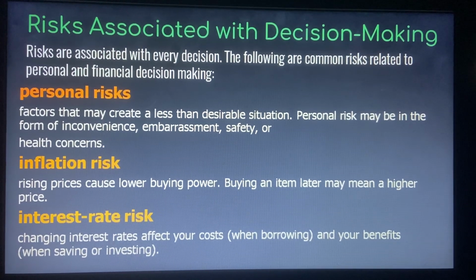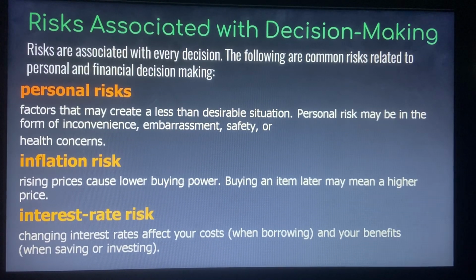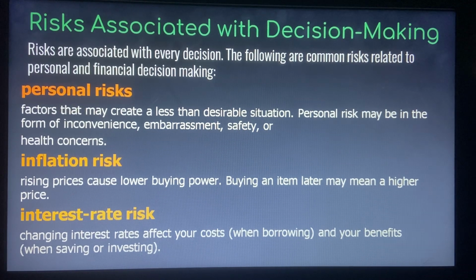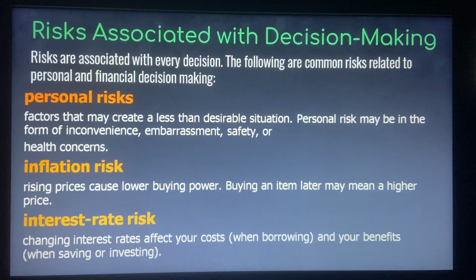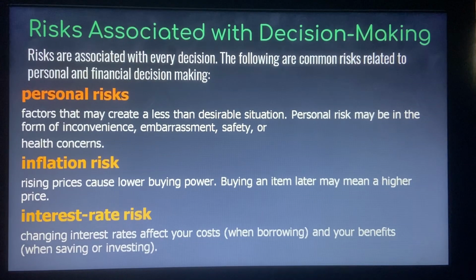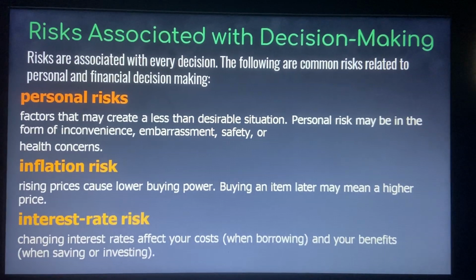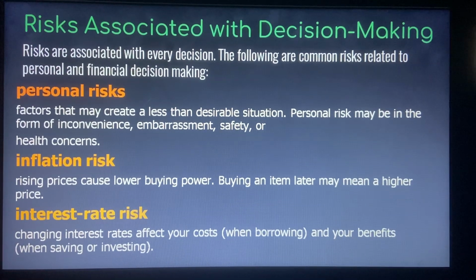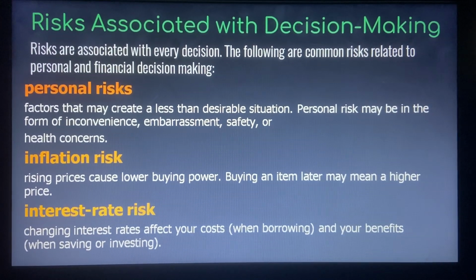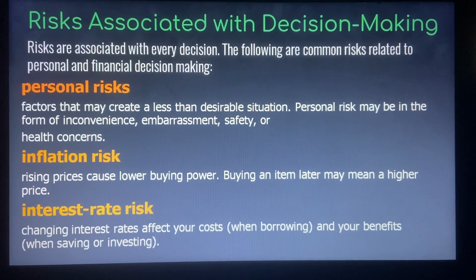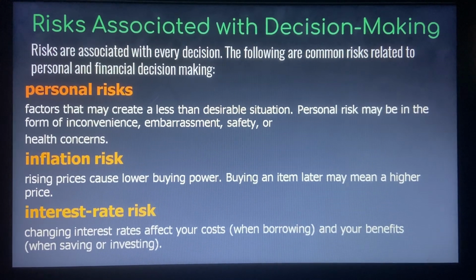So inflation risk. Rising prices cause lower buying power. Buying an item later may mean a higher price. We are also seeing this right now. Things that are becoming rare, such as toilet paper. People stocked up on it because they were scared it was going to run out. And now we've run out, and people are selling it for 5 times what it's worth.